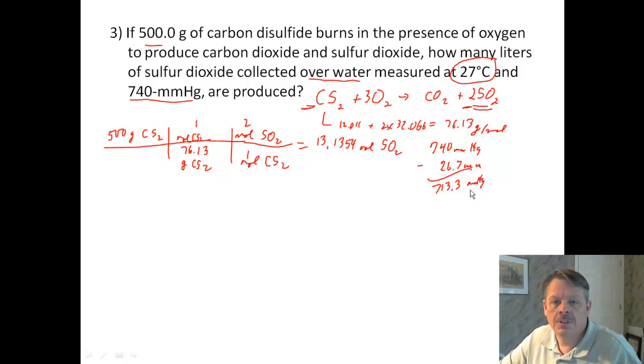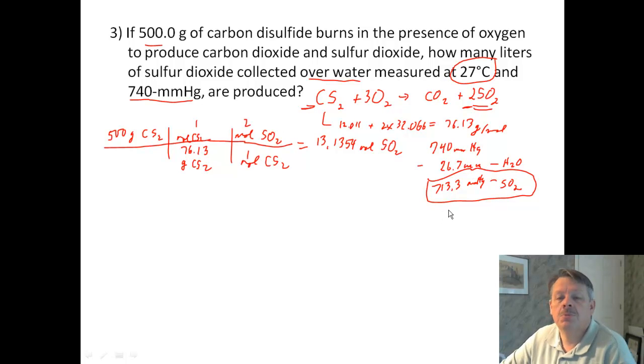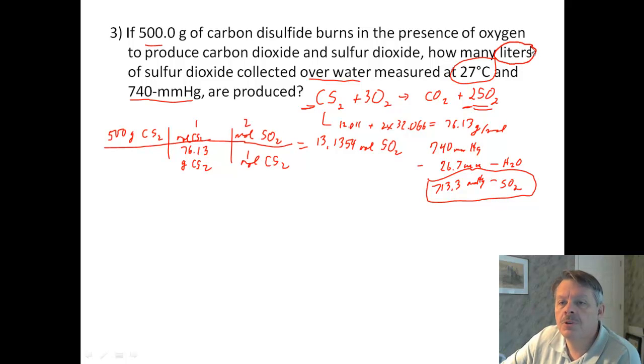So let's see. Now what do I want to do? Well, that tells me the 713.3 millimeters of mercury is the pressure of my sulfur dioxide, because the 26.7 was the pressure of water. So when I do my PV equals nRT, I have to use the 713 millimeters of mercury as my pressure. I'm asked for liters, so when I do PV equals nRT, I'm going to use 0.0821, which means my pressure needs to be in atmospheres.